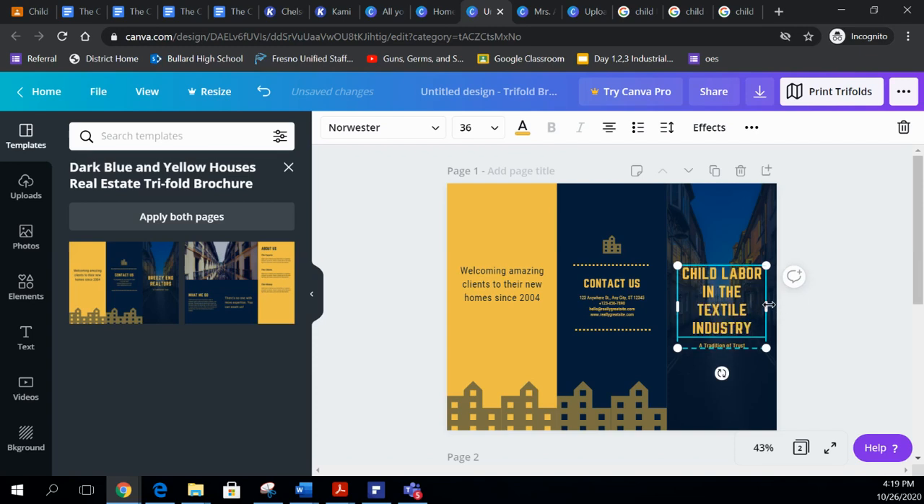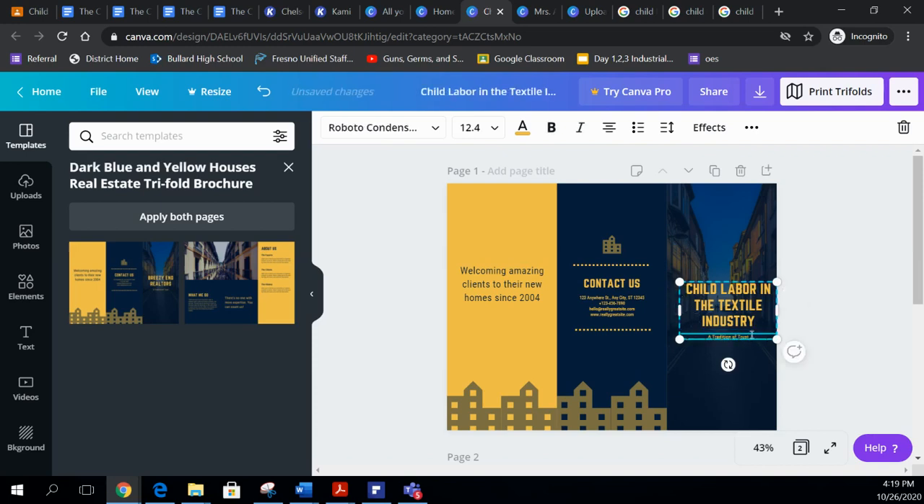Okay, and there's several really cool things about Canva. You can expand it to make it fit, and you can even make it bigger or smaller to make it work the way that you want to. And I'm going to put down here in this little subtitle, in the Industrial Revolution. Okay.